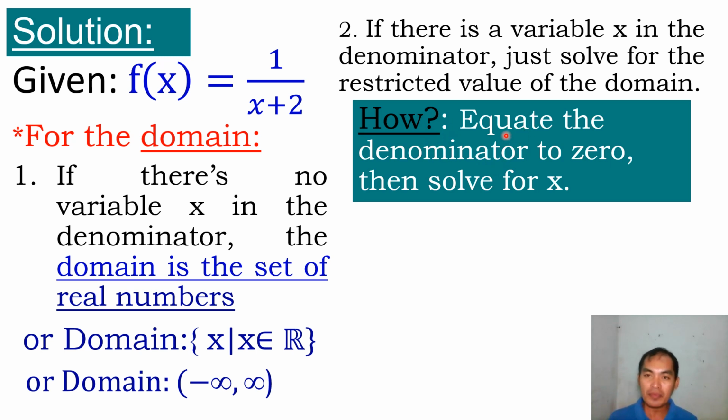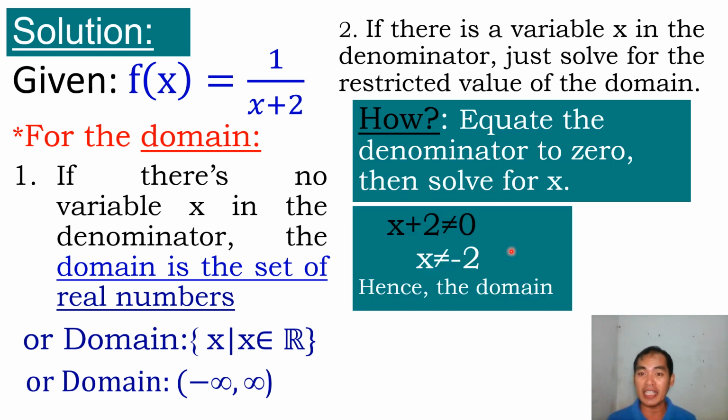Okay, how? You equate the denominator to 0, then solve for x. But instead of equating, I use not equal. So x plus 2 is not equal to 0. When you transpose positive 2 to the other side, it became negative 2. So therefore, the domain is the set of real numbers except negative 2.